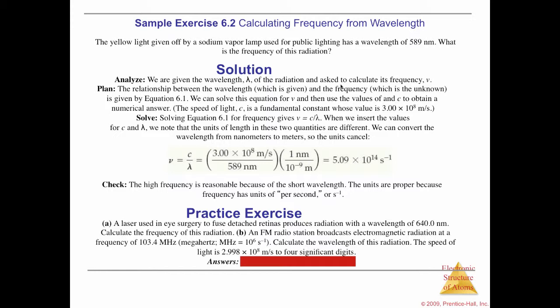An FM radio station broadcasts electromagnetic radiation at a frequency of 103.4 megahertz. A megahertz is a million hertz, mega meaning 1 million. Calculate the wavelength of this radiation, making sure that your units are canceling out properly. And they also tell you that the speed of light is 2.998 times 10 to the 8th meters per second. That is to 4 significant digits.